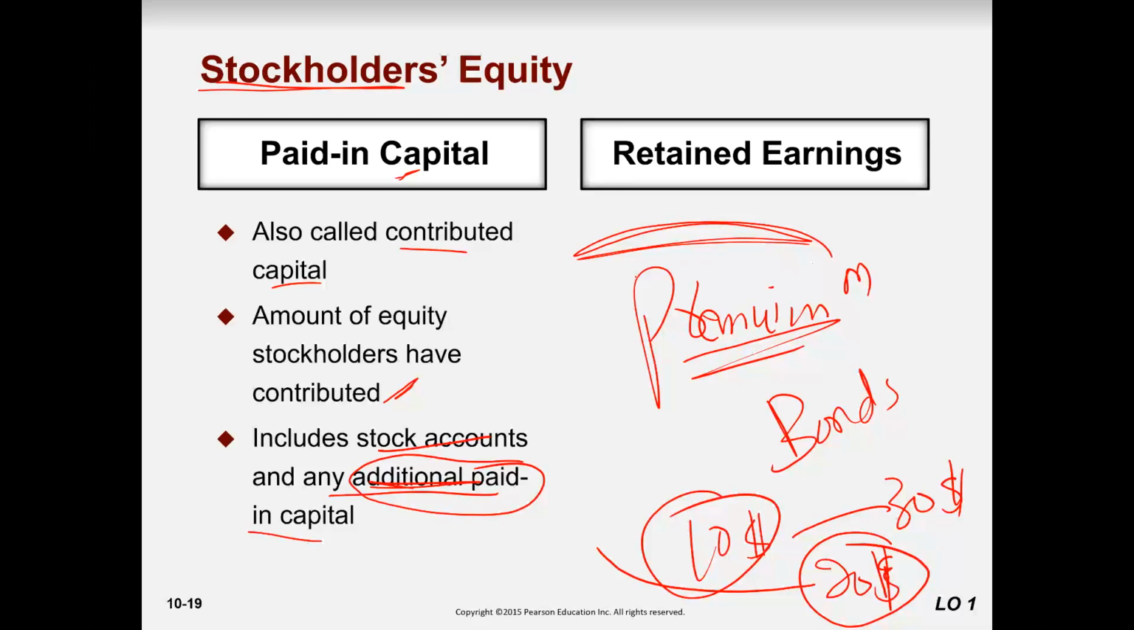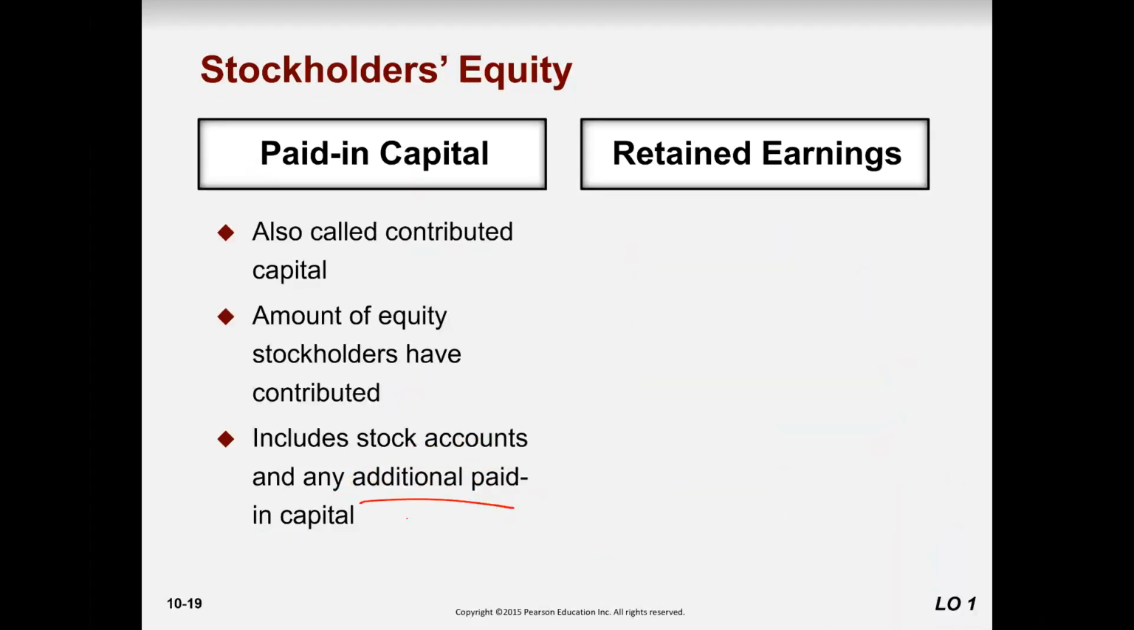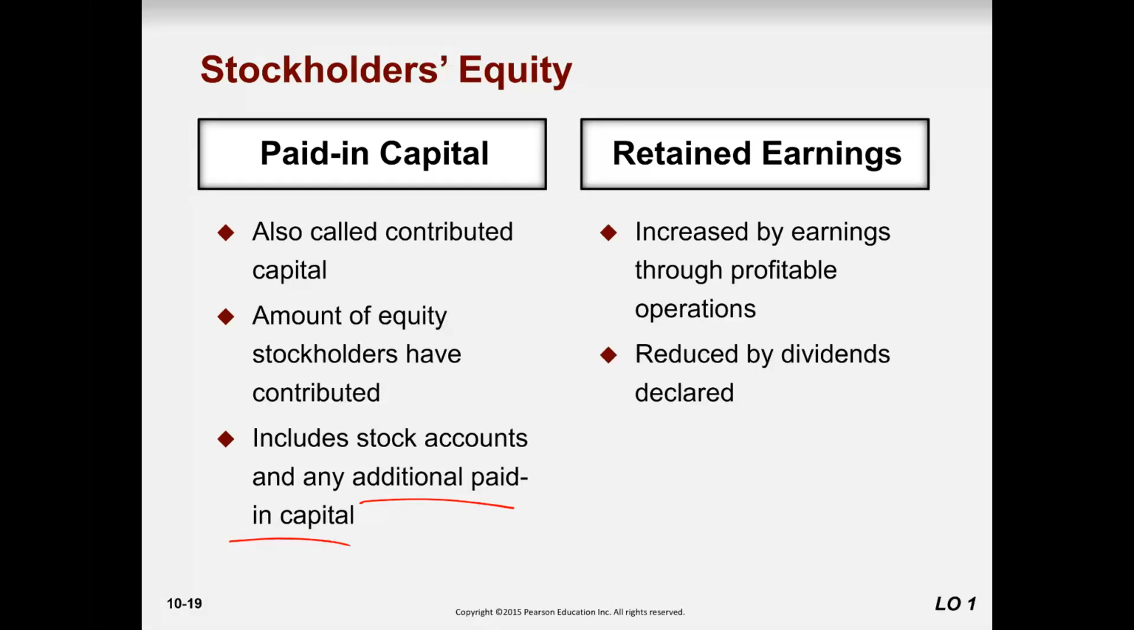All right, we don't use the word premium, although this is a premium, but in order to segregate premium on bonds and premium on stocks, we just segregate it with the names. Premium on bonds is called premium, and premium on stocks is called additional paid in capital. All right, so additional paid in capital means that you receive some extra amount, a premium, on issuance of shares. And what do we mean by retained earnings?